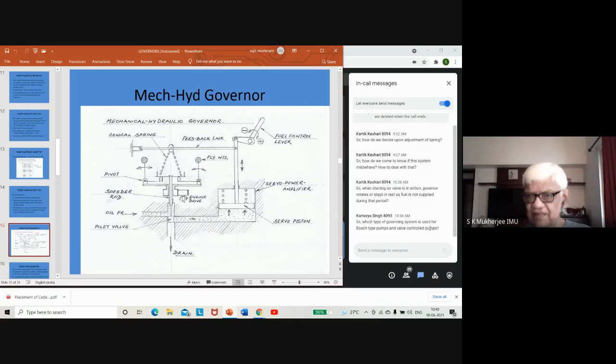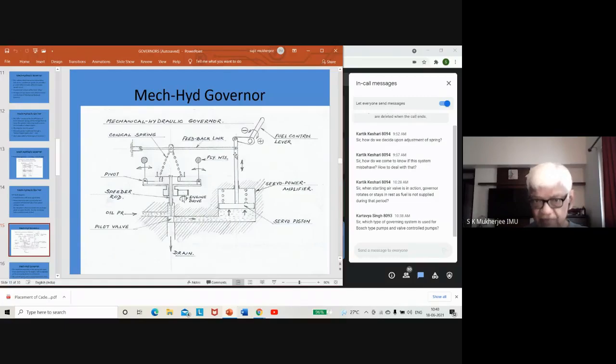Which type of governing system is used for Bosch type pump and for valve control type? Any, both. Both the pumps will have similar type of governors. It's just the setting of the governors that will make all the difference. And what is that setting? That setting here is dimensions of the pilot valve, the volume of this, the diameter of the piston, and more importantly, the distance from the fulcrum to the spring and the spring to the lever.